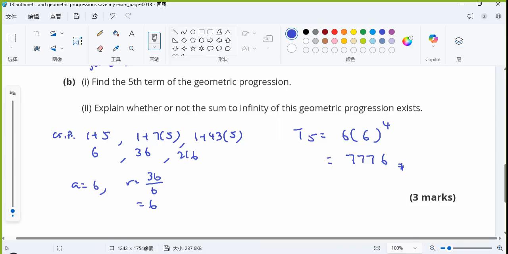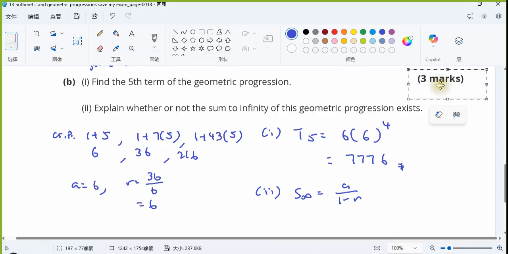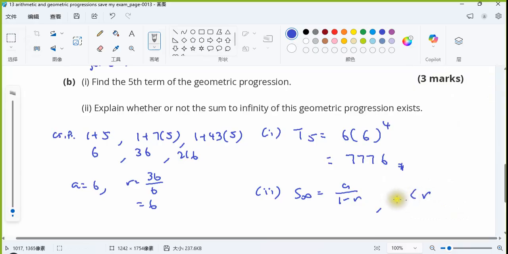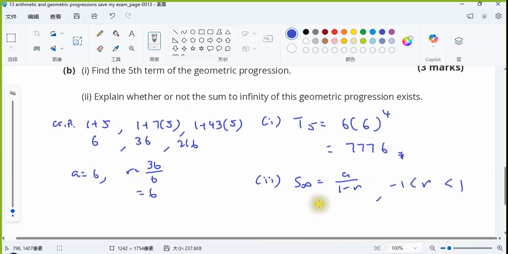Okay, next, explain whether or not the sum to infinity exists. Okay, so we know that the sum to infinity is a over 1 minus r, and we have one restriction, that is r must be between -1 and 1. But over here, the 6 is greater than 1. Okay, therefore the sum to infinity does not exist.